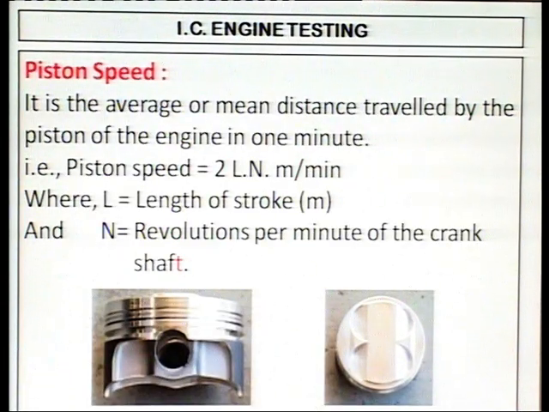Piston speed is the average or mean distance travelled by the piston of the engine in 1 minute, that is, piston speed is equal to 2LN meter per minute, where L is equal to length of stroke in meter and N is equal to revolutions per minute of the crankshaft.